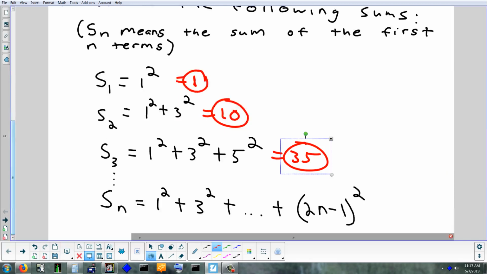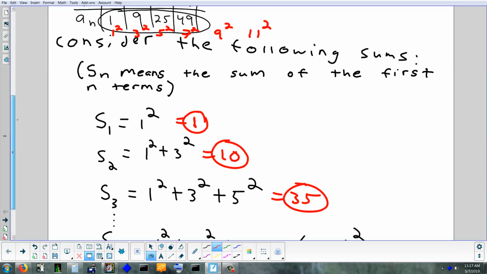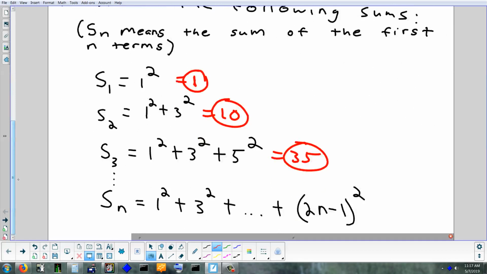So for the nth term, I can't really write what the answer is because I don't know how high n goes. It doesn't say that there's any limit on it. But if you wanted to add up the first n terms, it would be 1 squared plus 3 squared plus 5 squared plus 7 squared plus all the way up to the very last term, which would be (2n minus 1) squared. And you'd have to fill in whatever n is. This dot dot dot just means that there's an undetermined amount of terms in there. I don't know how many. Any questions on S1, S2, S3?